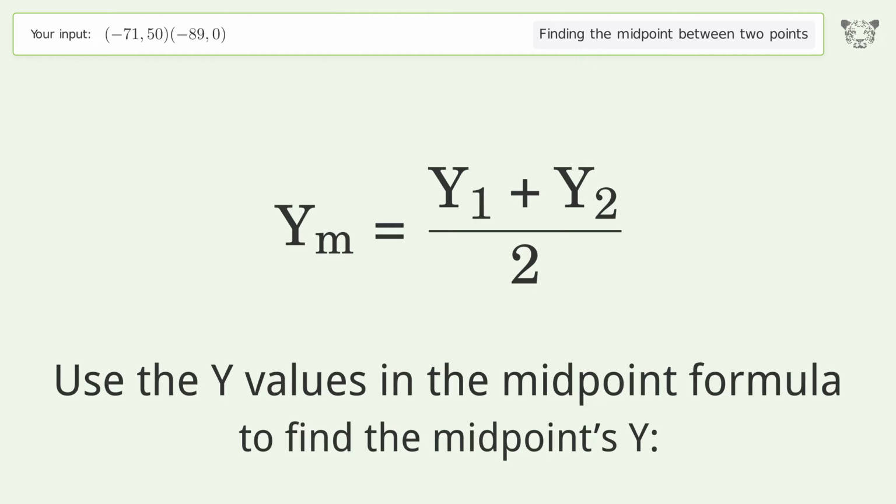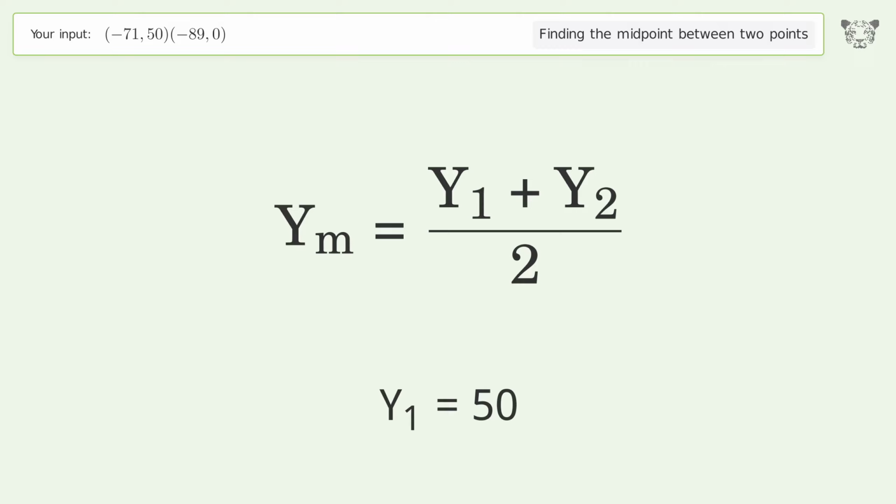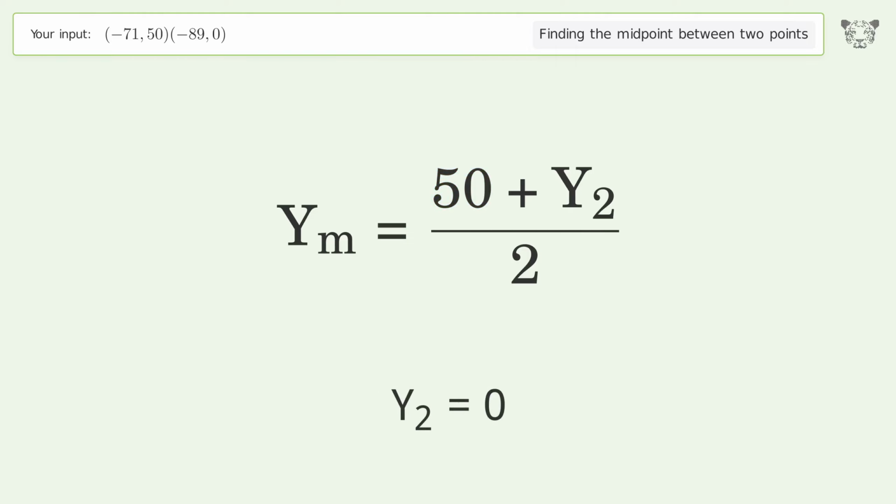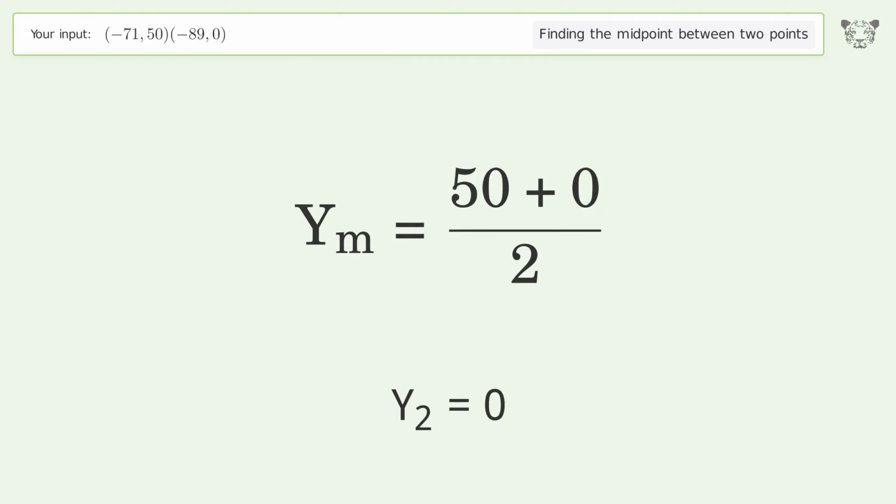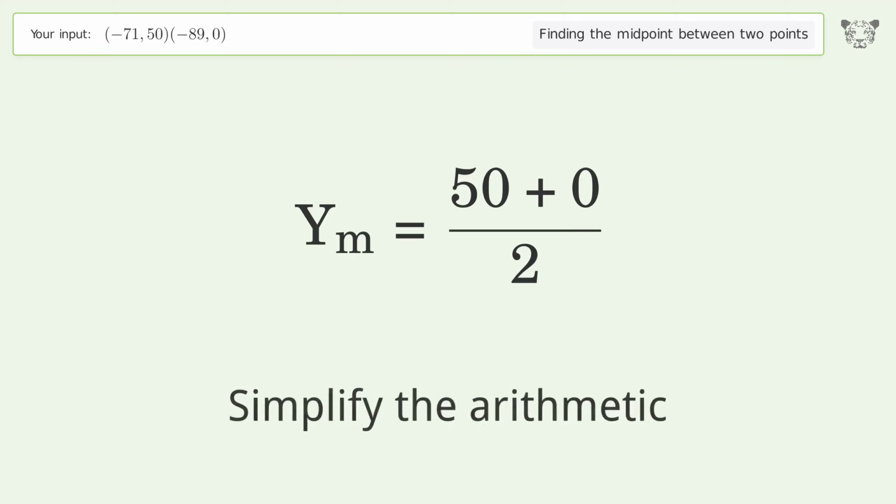Use the y values in the midpoint formula to find the midpoint's y. y1 equals 50. y2 equals 0. Simplify the arithmetic.